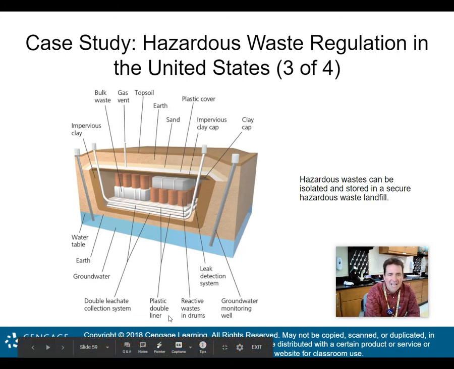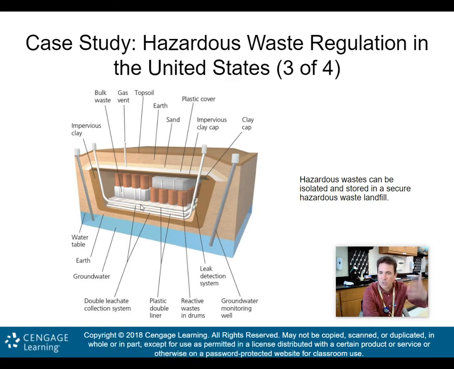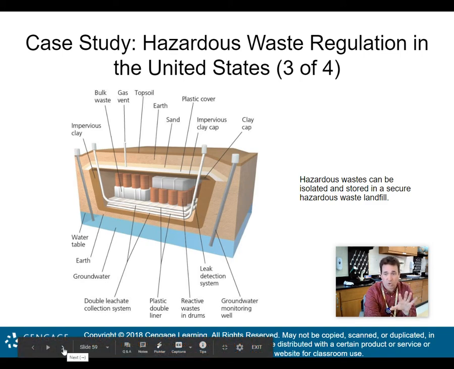You've got your plastic double liner. You've got your double leachate collection system, so that any hazardous water that does leach out is collected before it gets into our groundwater. So this you can do. It can be isolated and stored in these secure waste landfills. And that's what we need to create if we're going to keep creating this hazardous waste. We should create less of it, right?